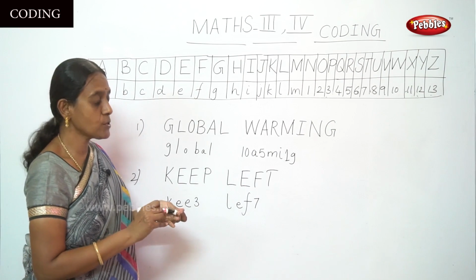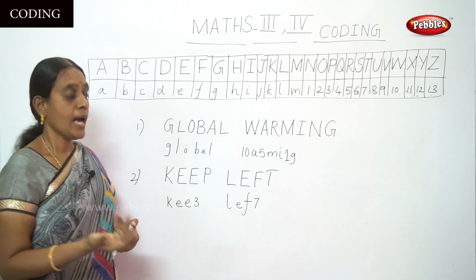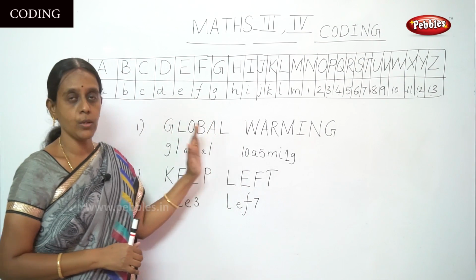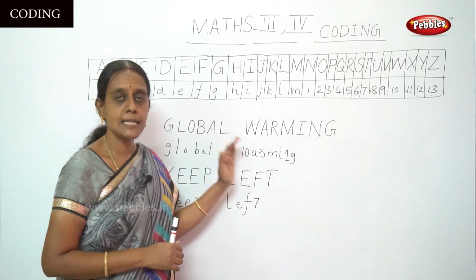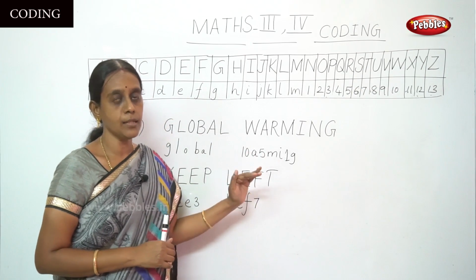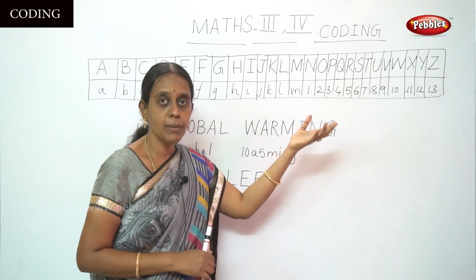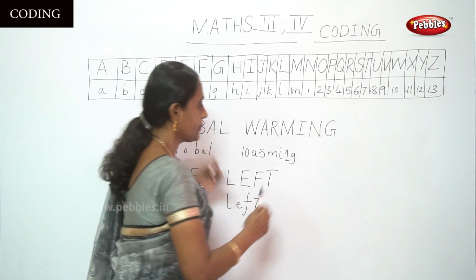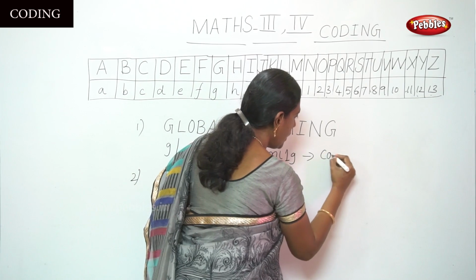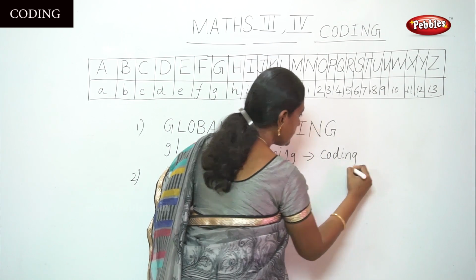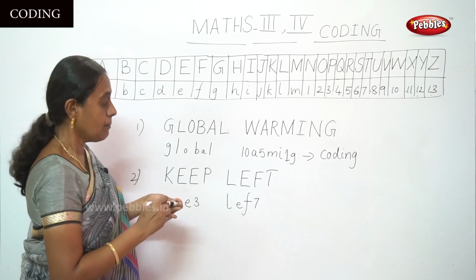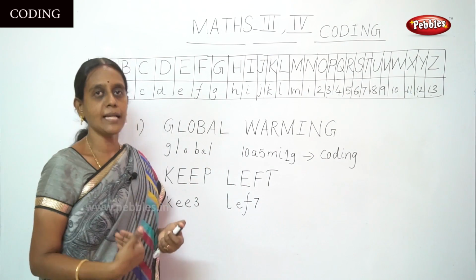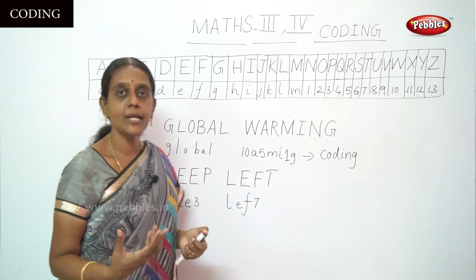Finding out the answer is called decoding, and this is called coding. Coding means to represent any code or any term by using other alphabets or numbers. So this method is called coding. From this coding number we have to derive the answer, and that is called decoding.